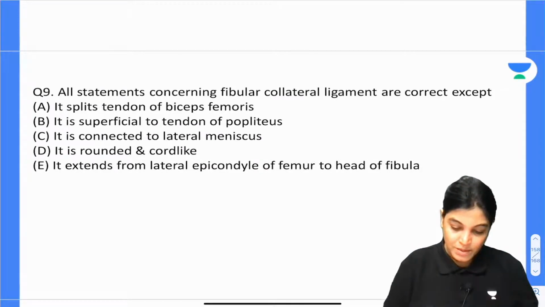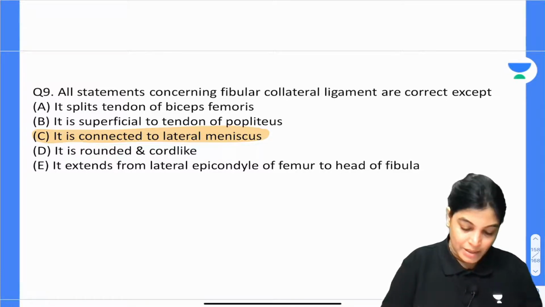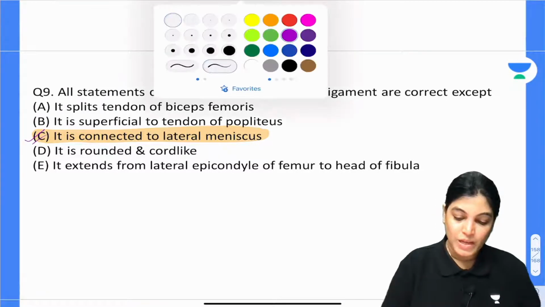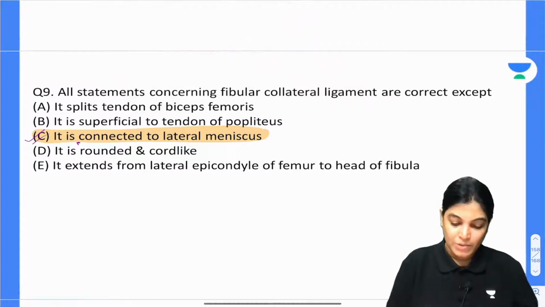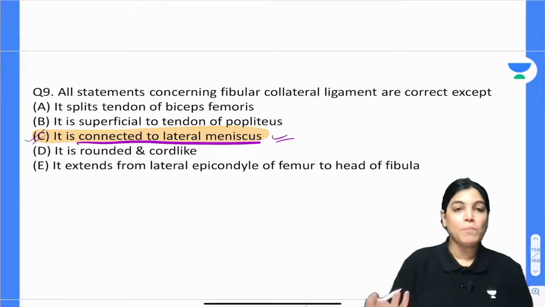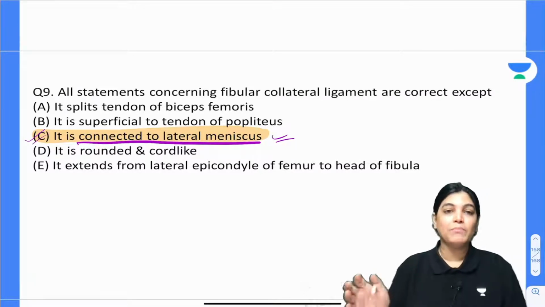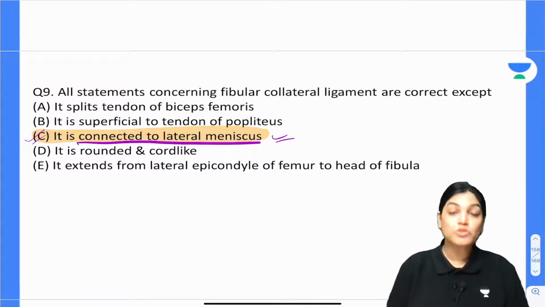So my dear aspirants, the wrong statement is that it is connected to the lateral meniscus. When we are talking about the lateral collateral ligament or fibular collateral ligament, it is separated from the lateral menisci by the popliteus tendon. So C is the wrong statement.